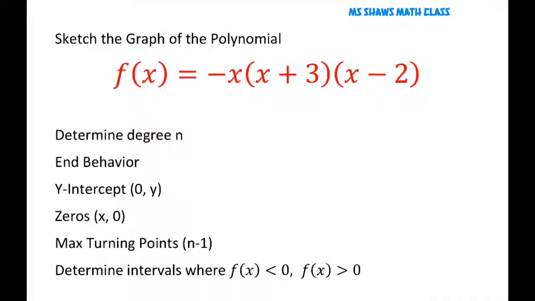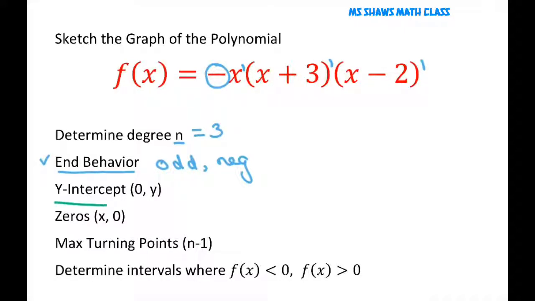Hi everyone, we're going to sketch the graph of this polynomial, and we're going to determine the degree. Since this polynomial f of x is not in standard form, I'm merely just going to add my exponents here. So I'm going to add 1 plus 1 plus 1 equals 3, and that is an odd number. Also know my lead coefficient is negative. And we're going to talk about end behavior in just a minute.